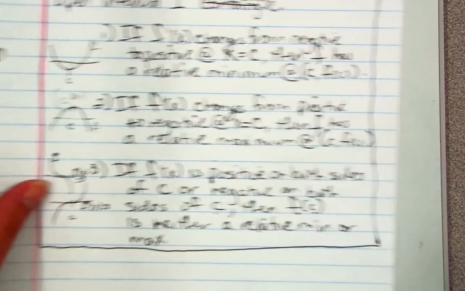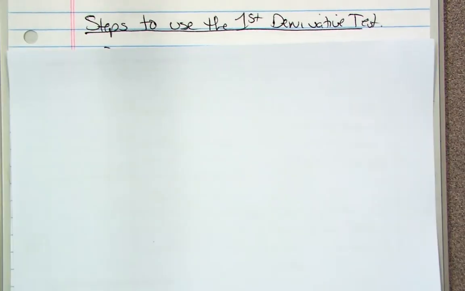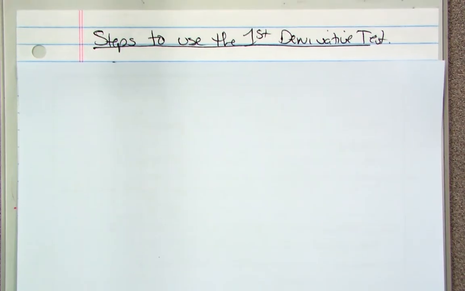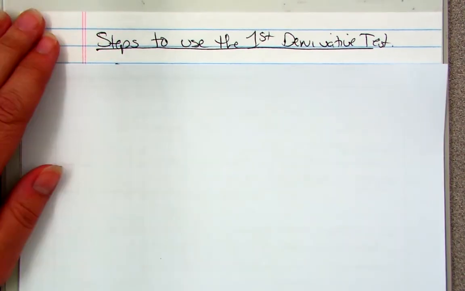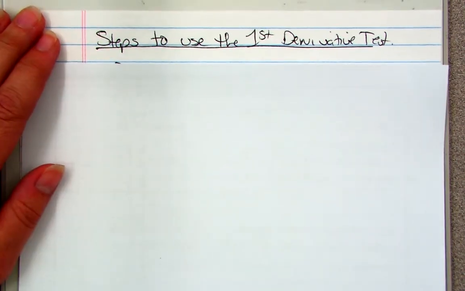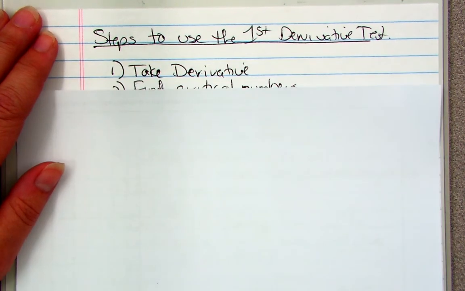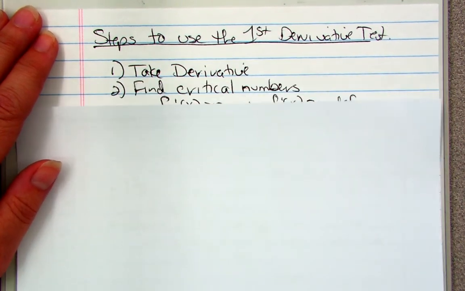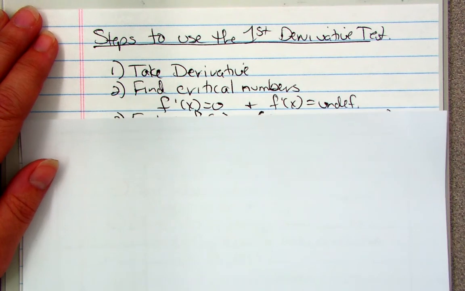Let me give you steps on how to do it, actually. So I'm going to take it and formulate it into steps. So steps to use the first derivative test. And I'm going to use these over and over again on the two examples I'm going to do in your notes today. Number 1, take the first derivative. 2, find your critical numbers.